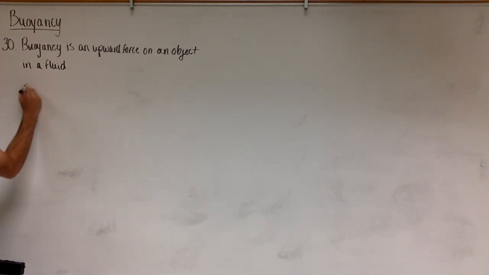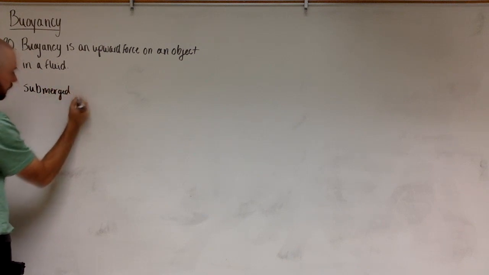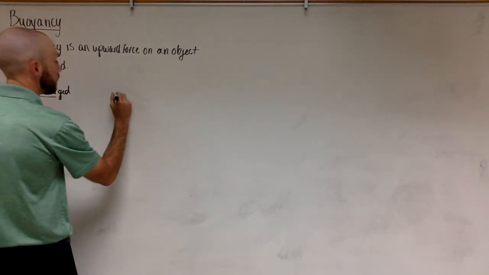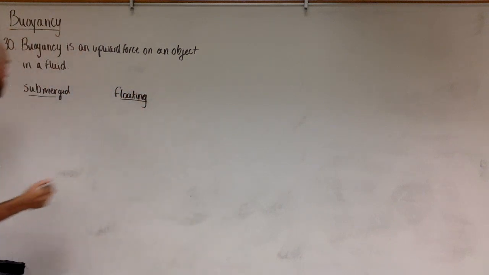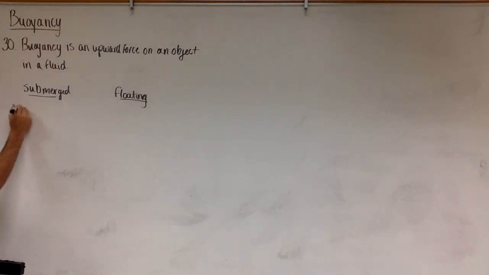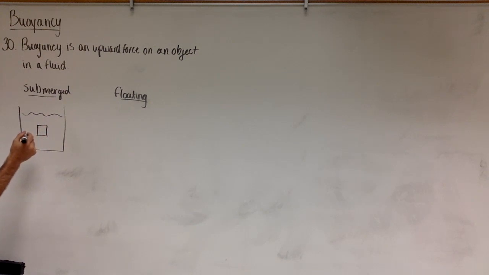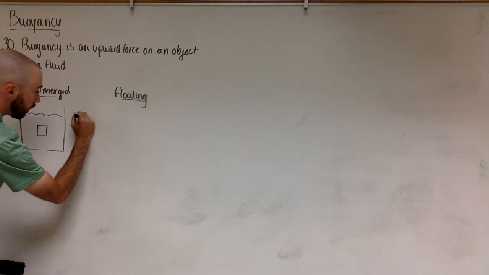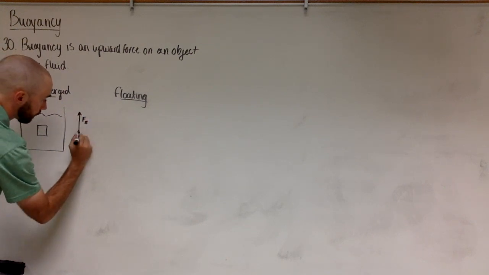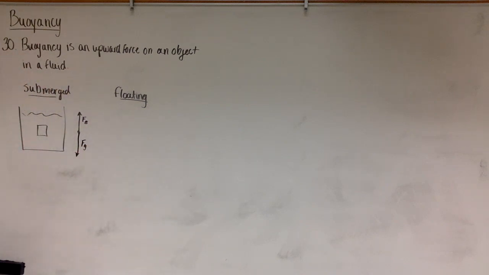So what does that look like? Well, we have two different cases. We have submerged objects and we have floating objects. In the case of a submerged object, we've got our object here, and it's going to have the buoyant force pushing up on it, and the gravitational force down on it.